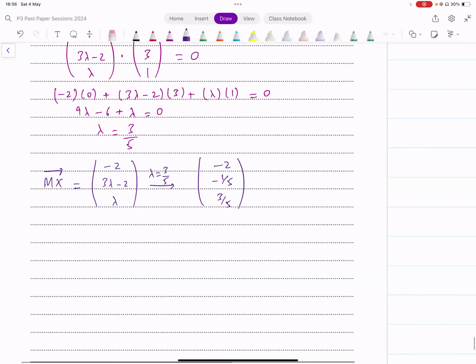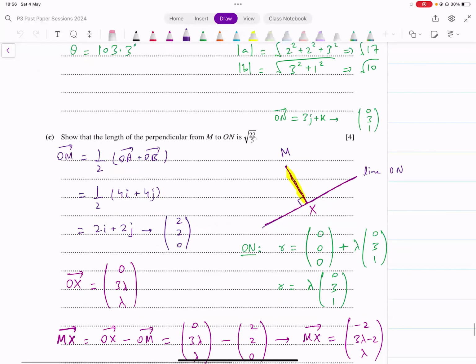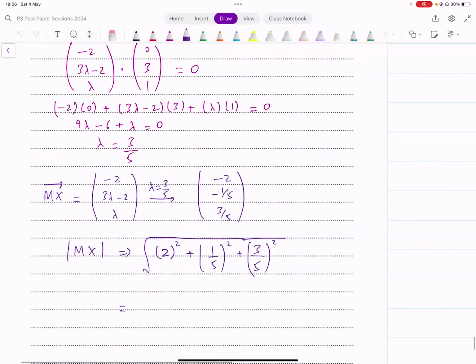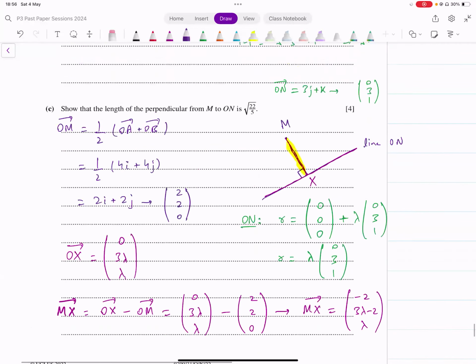That's the vector MX. Now you find the magnitude of this vector, because that is going to give you that distance. What's the magnitude of this vector? Square root of -2 whole squared plus -1/5 whole squared plus 3/5 whole squared. In fact, you can just use positive values as well if you want, because it doesn't make any difference. That is going to give you that perpendicular distance. Now, do they want an exact answer? Okay, so they want you to show that it's root 22/5. Let's simplify this. 2 squared, that's 4, plus 1/25 plus 9/25, and that is 22/5. Inside the square root, you get 22/5, and that is what they wanted you to prove.